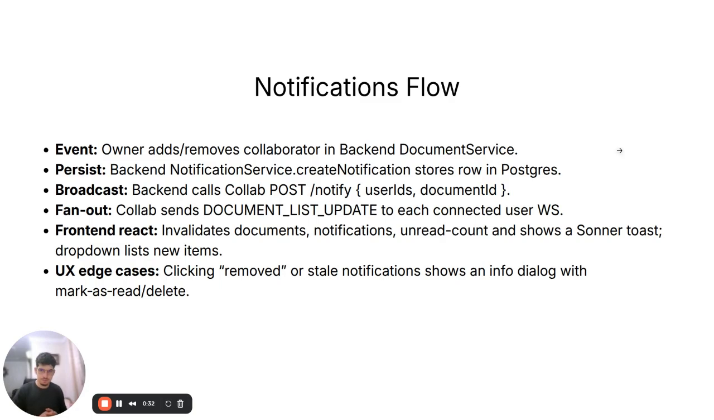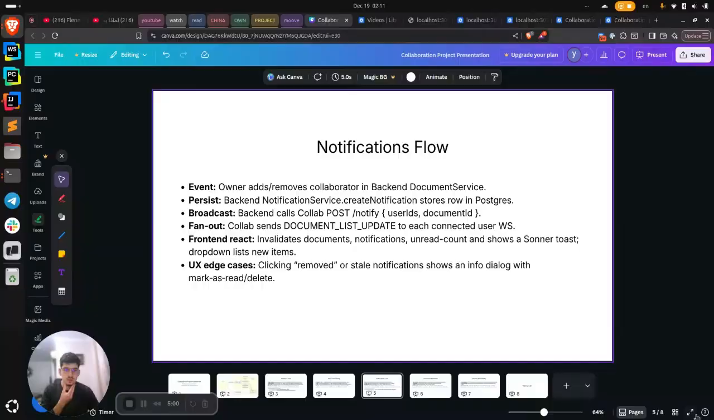For the notifications flow, for example, there is an event where an owner adds or removes a collaborator. The backend takes care of persisting that notification in the database, because we have created a new entity called notification. So there is a new table called notification, and we're persisting all the notifications in that table. Then after this event happens, we broadcast this event from the backend to the collaboration service. This is where there is a request from backend to collaboration.